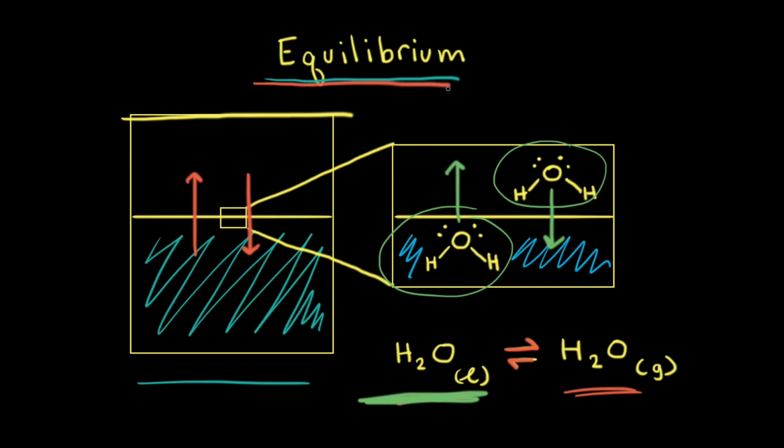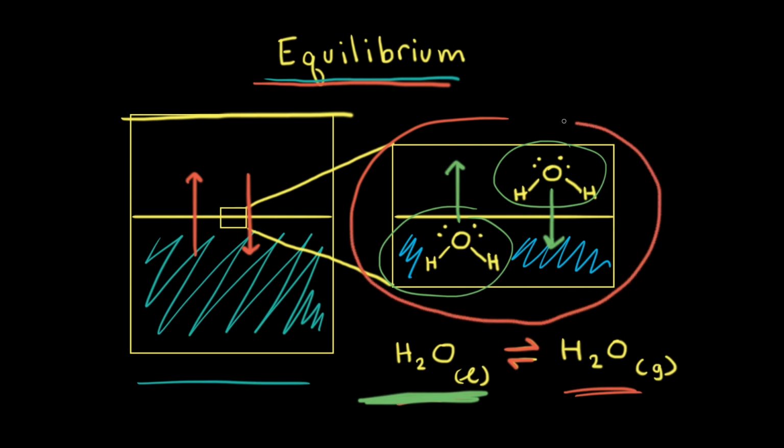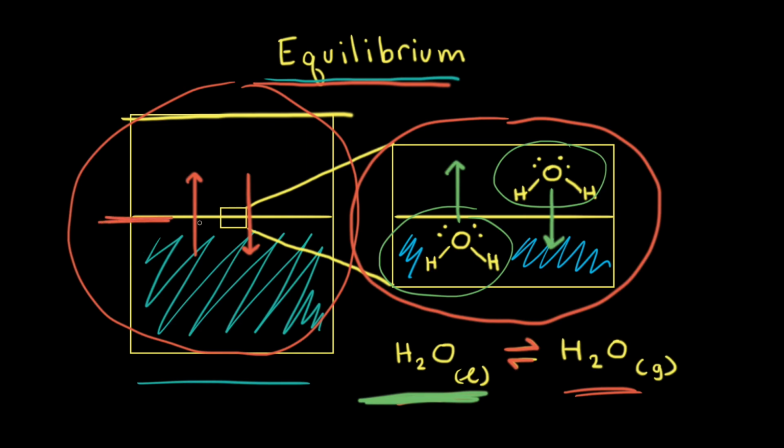And this is a dynamic equilibrium because if we zoom in and we look at this, water molecules are being converted from the liquid state to the gaseous state all the time. And molecules are going from the gaseous state back to the liquid state all the time. However, since the rates are equal, the number of molecules in the liquid and gaseous state remain constant. And if we look at it from a macroscopic point of view, the level of water wouldn't change at all.